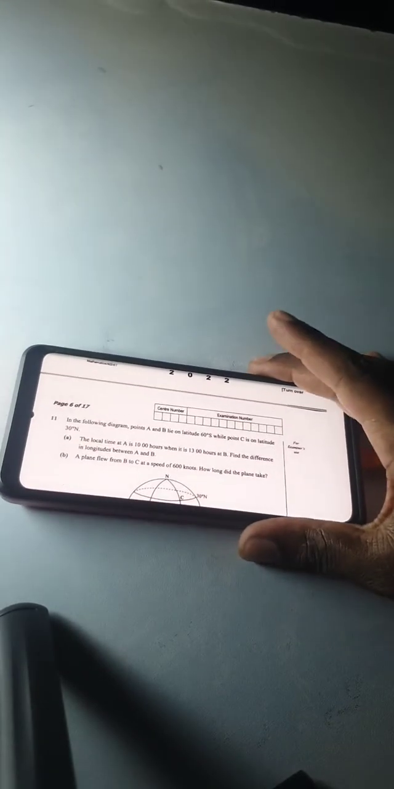All right, we are continuing where we ended. We did question 1 up to 10. So carry on to question number 11.